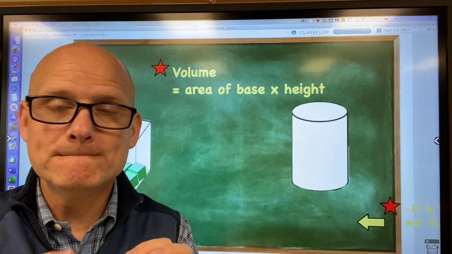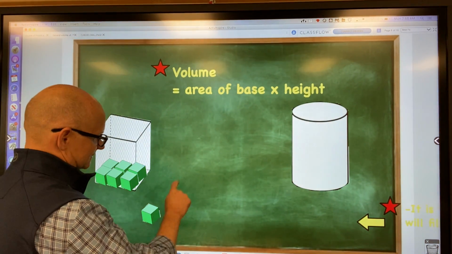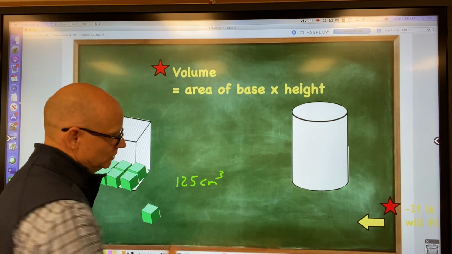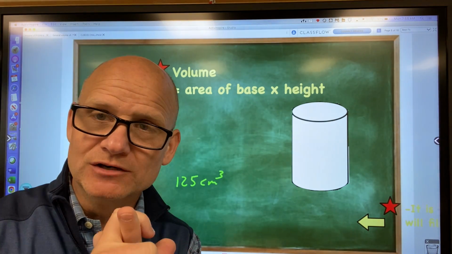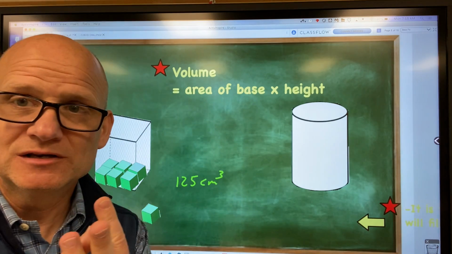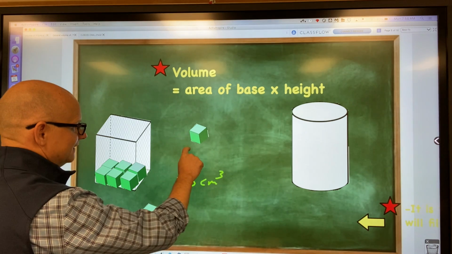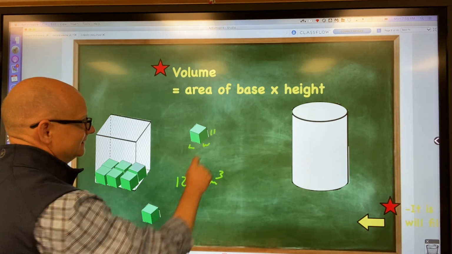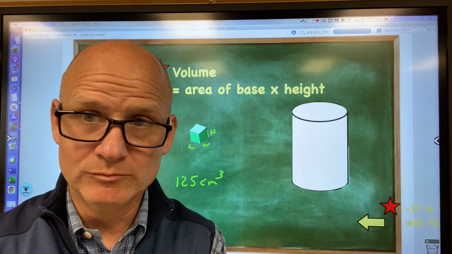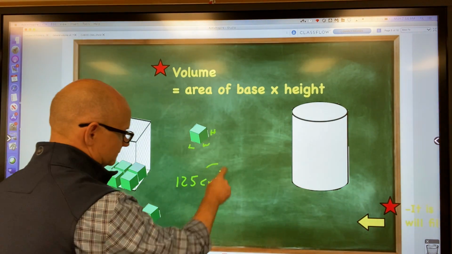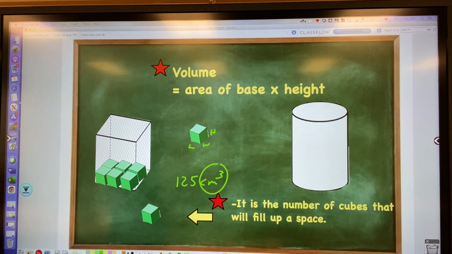Whenever you measure something in volume, you're going to see your answer like this, with a little 3. That little 3 means cubed. That means centimeter by centimeter by centimeter, because when you think about a cube, it has a length by a width by a height. So it's centimeter by centimeter by centimeter, which makes a centimeter cubed. You're going to hear this often. So write that down.